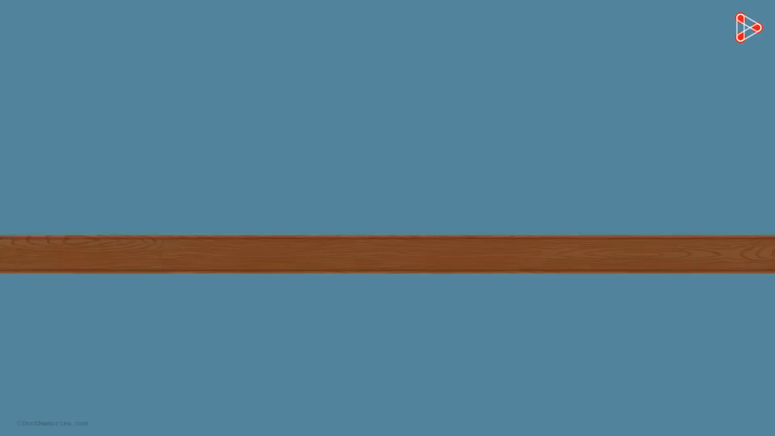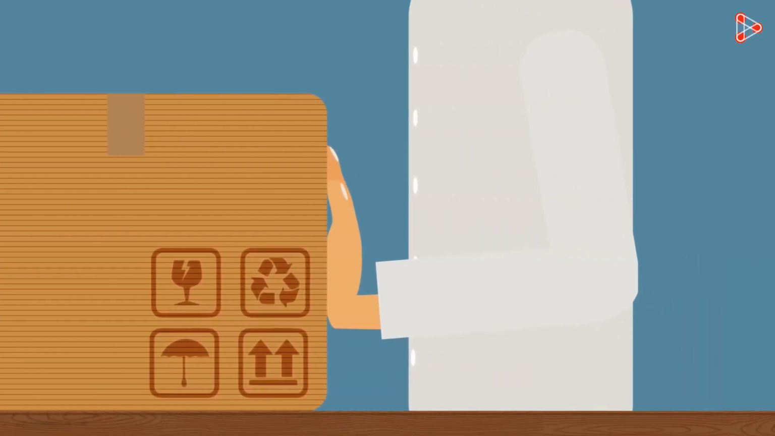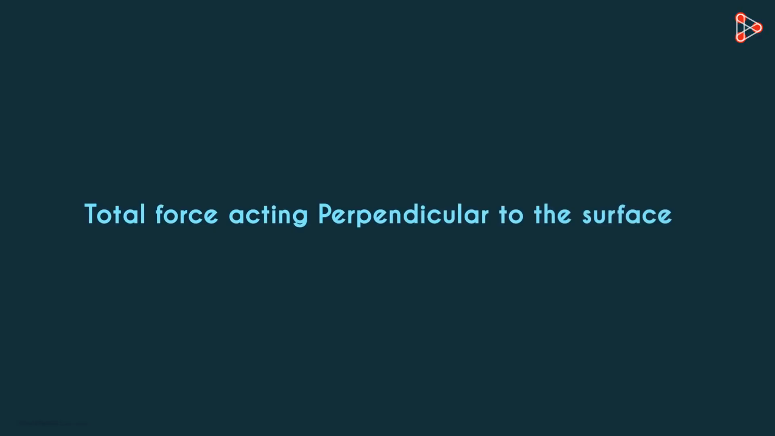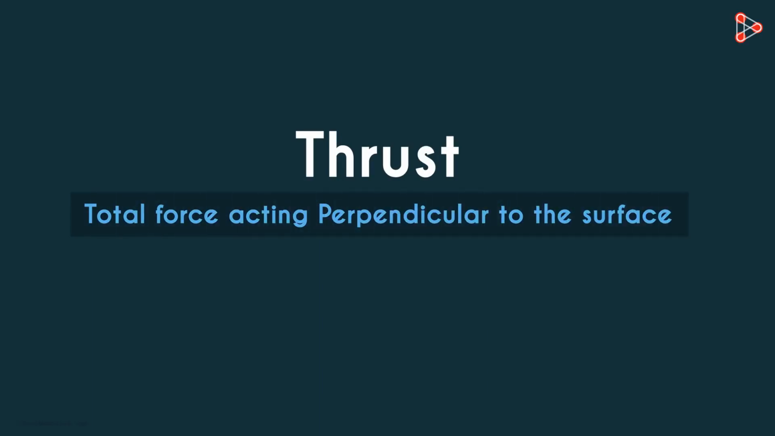Daily life: you pushing a box, your weight, which is a force acting downwards, hammering a big nail into the ground. All these forces, if you notice, are acting perpendicular to the surface. A force exerted by an object perpendicular to the surface is given a special name. It's called thrust. It's the total force acting perpendicular to the surface.